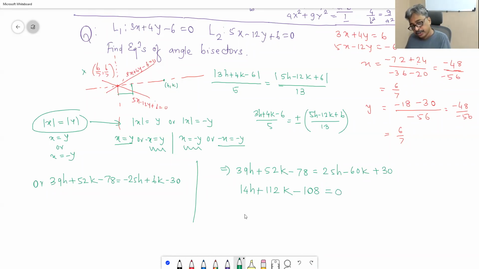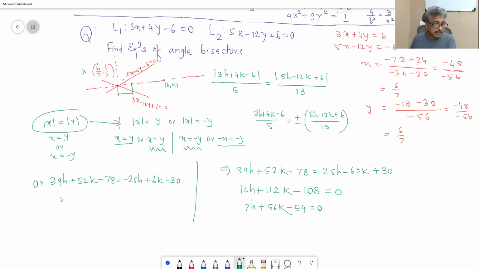Okay, you can reduce this further. I can take 2 common. So 7h plus 56k minus 54 is equal to 0. Is that right? Oh, sorry.